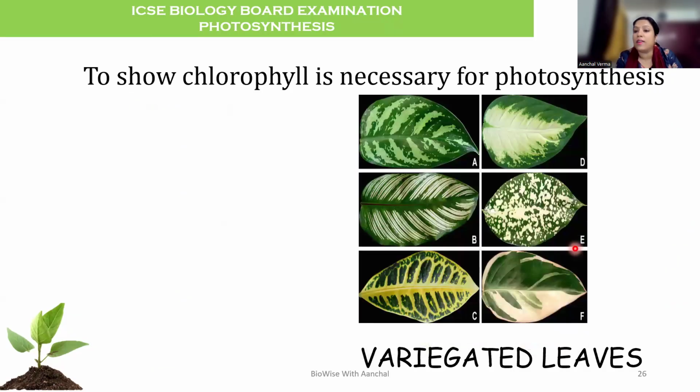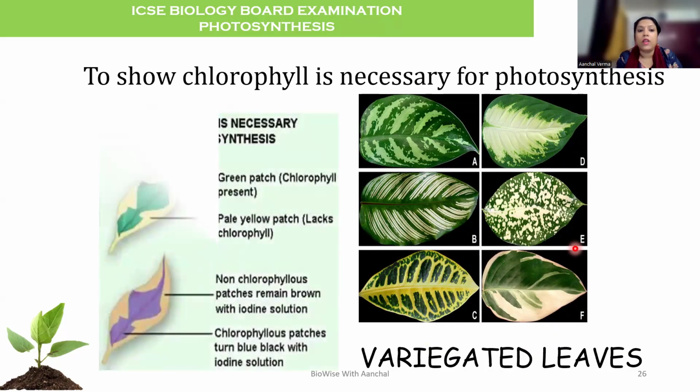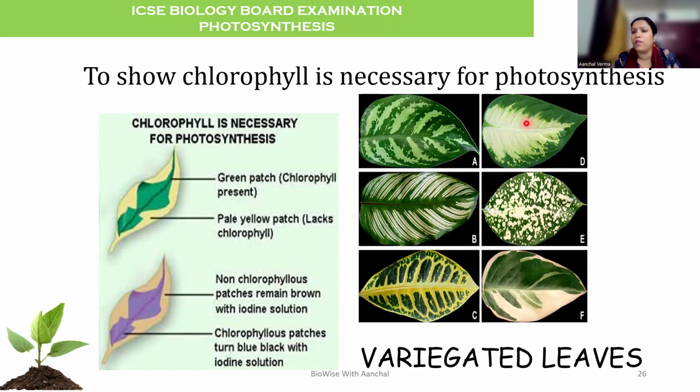What is a variegated leaf? The leaf with different colorations, especially white and green. Now, in variegated leaves, the part which is green will give you the blue-black coloration, but the part which is white will not give you blue-black coloration, showing that there was no photosynthesis occurring in the absence of chlorophyll. So, chlorophyll is a must for the process of photosynthesis.